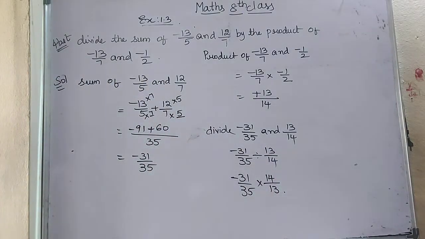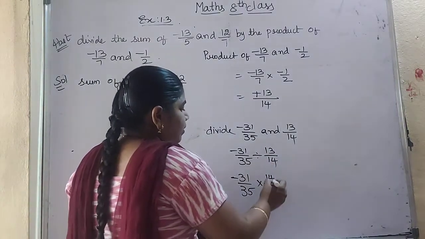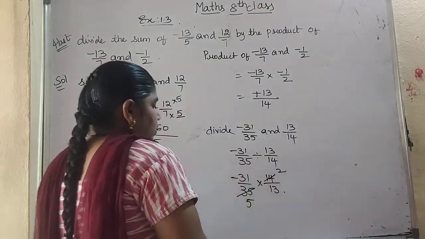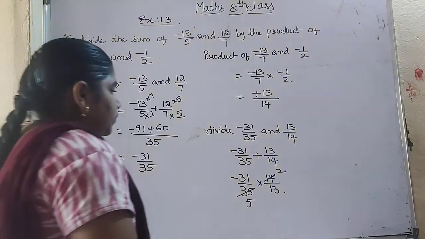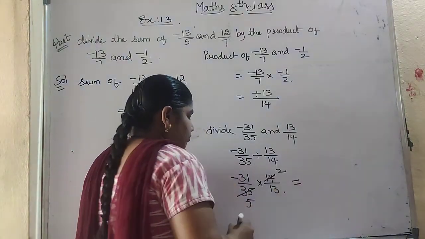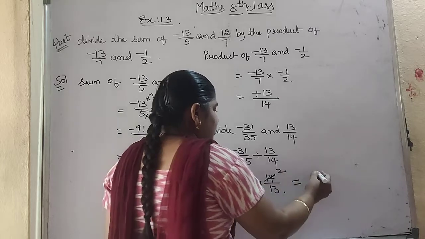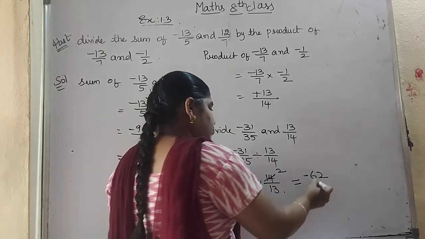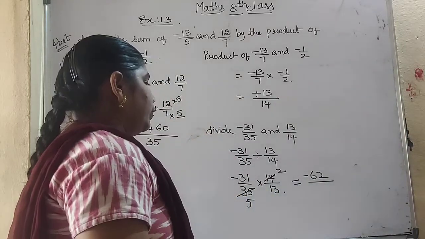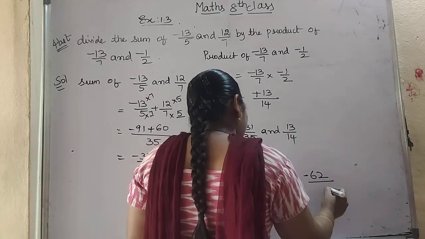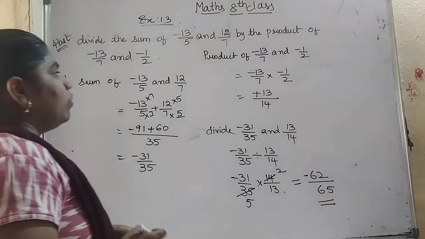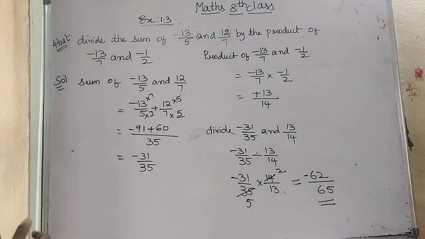Now in which table can we cancel? We can cancel in the 7 table. 7 2s are 14, 7 5s are 35. We can't cancel anything more here. If you multiply this, 2 ones are 2, 2 threes are 6, so that will be minus 62 by 5 into 13. 5 threes are 15, that will be 65. So after dividing both the answers, you got minus 62 by 65.